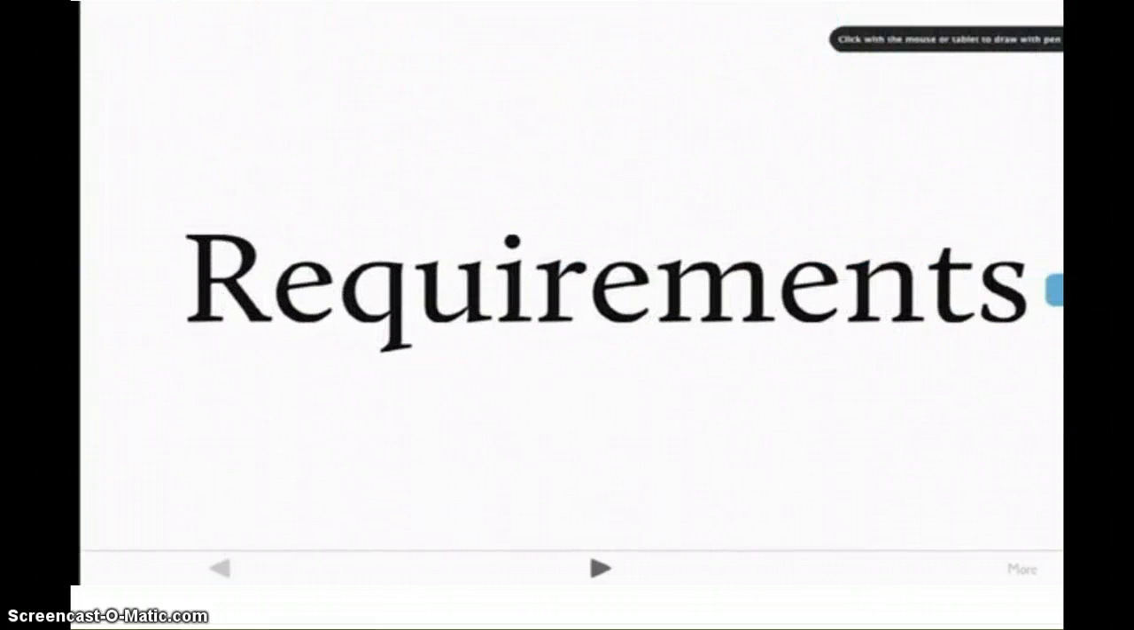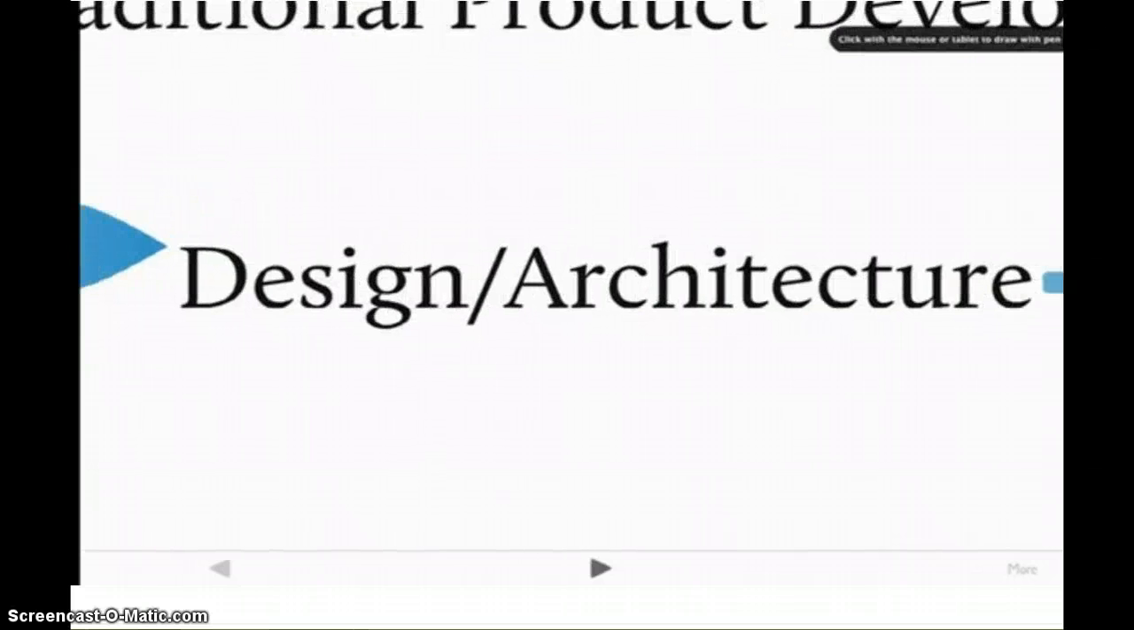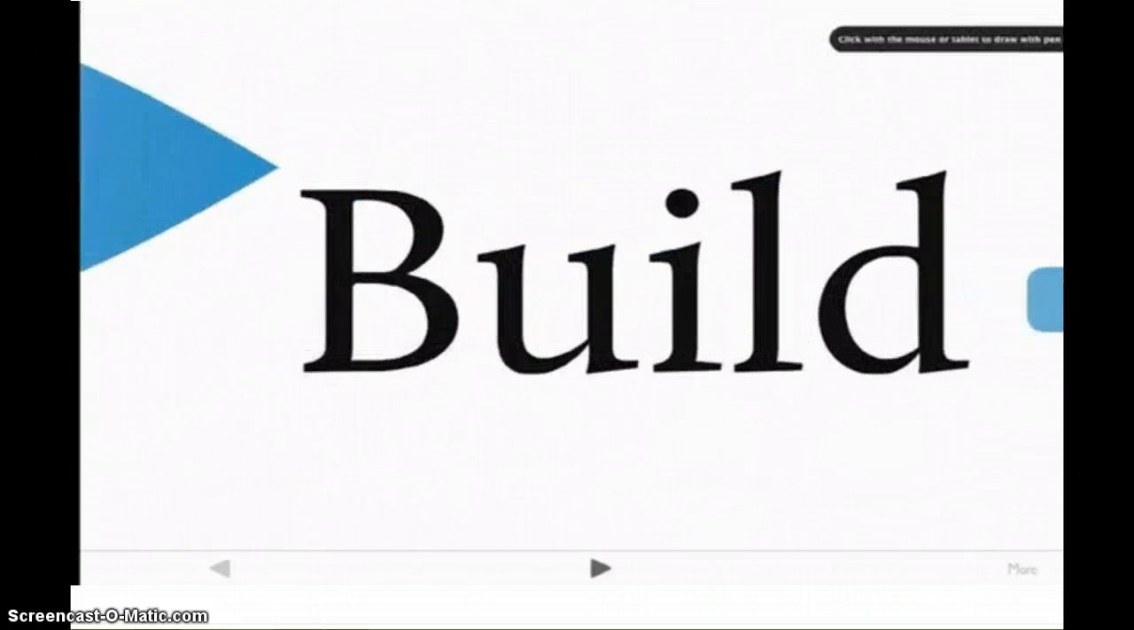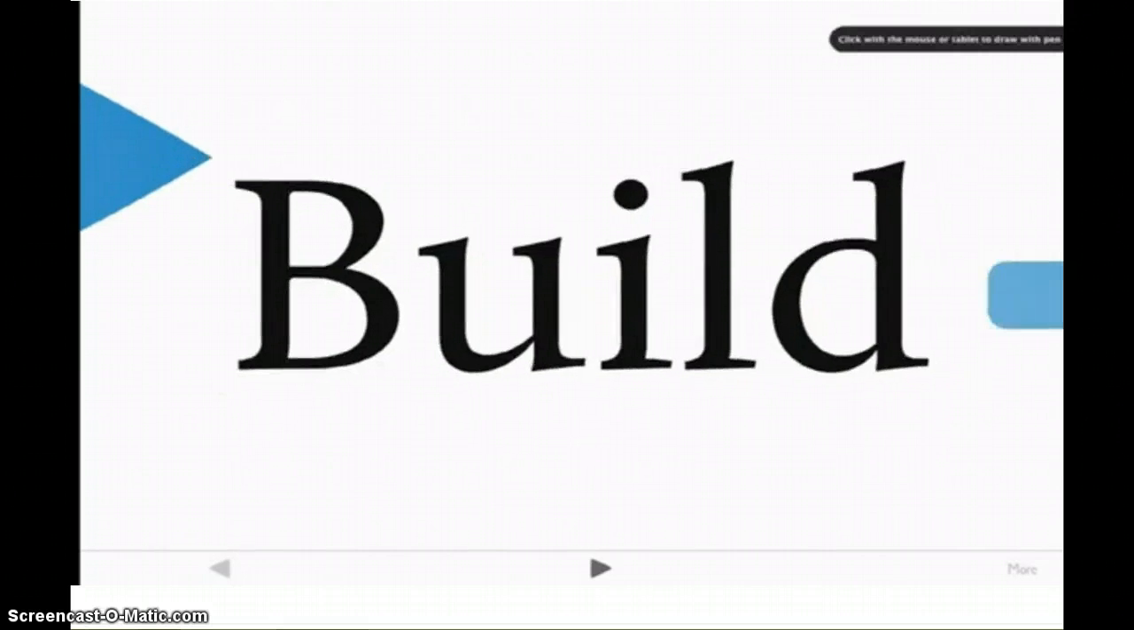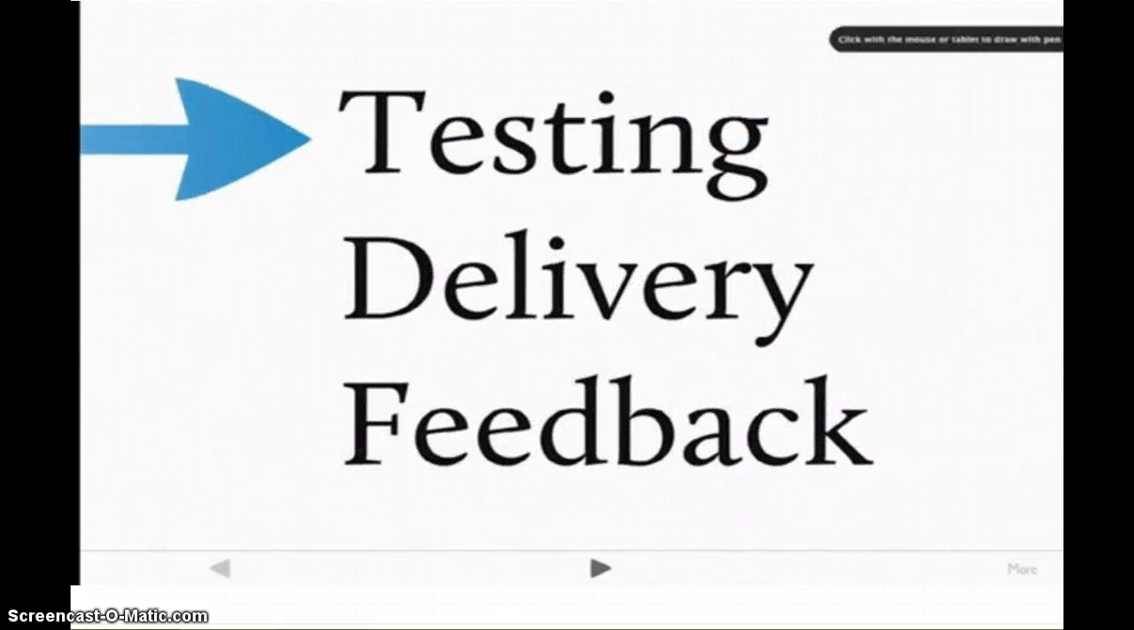It started with a set of requirements for the product that were generally developed internally in the company. Those are then used to create the design or the architecture of the software or the product. Engineers and programmers would then spend a lot of time developing and building this product, and it would then be put into a phase of testing, delivery, and feedback.